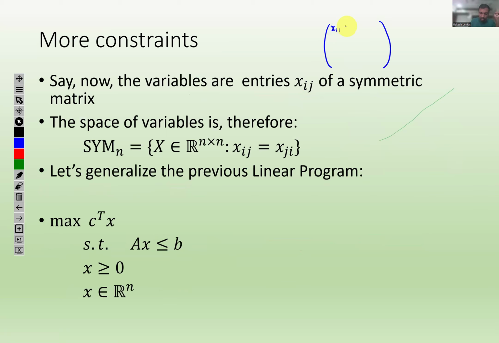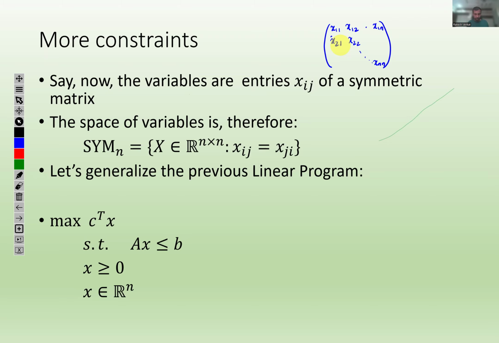So I have x11, x12. These are all my variables. x1n, xnn, x21. So the variables are going to come from this matrix. Why? I've not told you this clearly yet, but it's useful in applications. So we'll go ahead and use this.